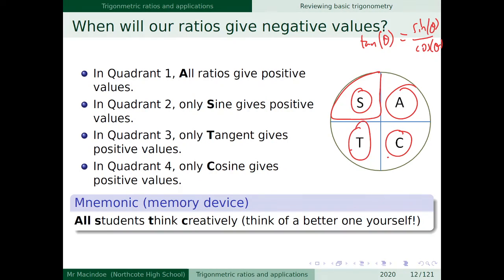Some people like to call it the CAST rule because you can write it out like this, C-A-S-T. I don't entirely love that because it starts in the fourth quadrant, which might be confusing for some. I like my students to make up their own memory device. My memory device is "all students think creatively", to remind me to write it as A-S-T-C. And your job is to creatively come up with your own.